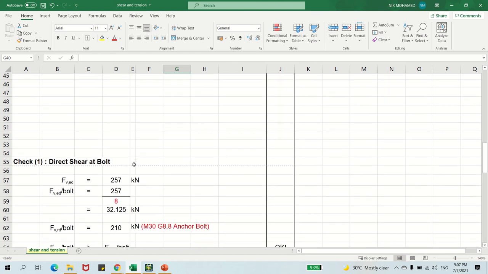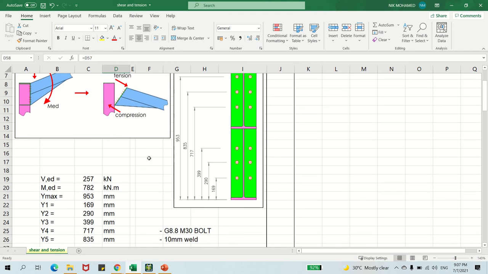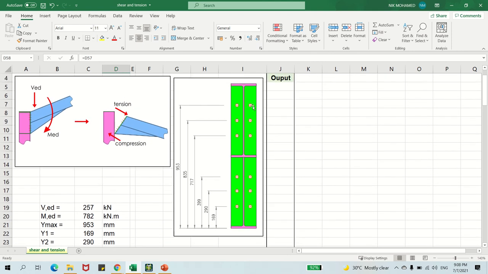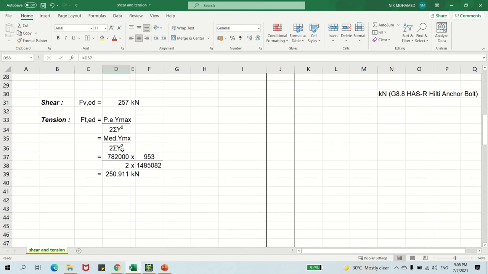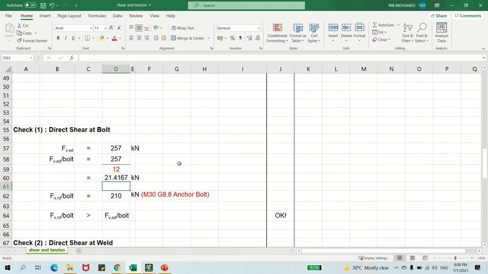So the first checking is direct shear at the bolt. So the first is we need to know our shear force value is 257 kilonewton. So we calculate the shear force acting on each bolt. We divided by the number of the bolt. So as we can see here, our number of the bolt is 2, 4, 6, 8, 10, 12. Okay, so kita punya number of bolt adalah 12. So inilah kita punya shear force yang bertindak ke atas setiap bolt.